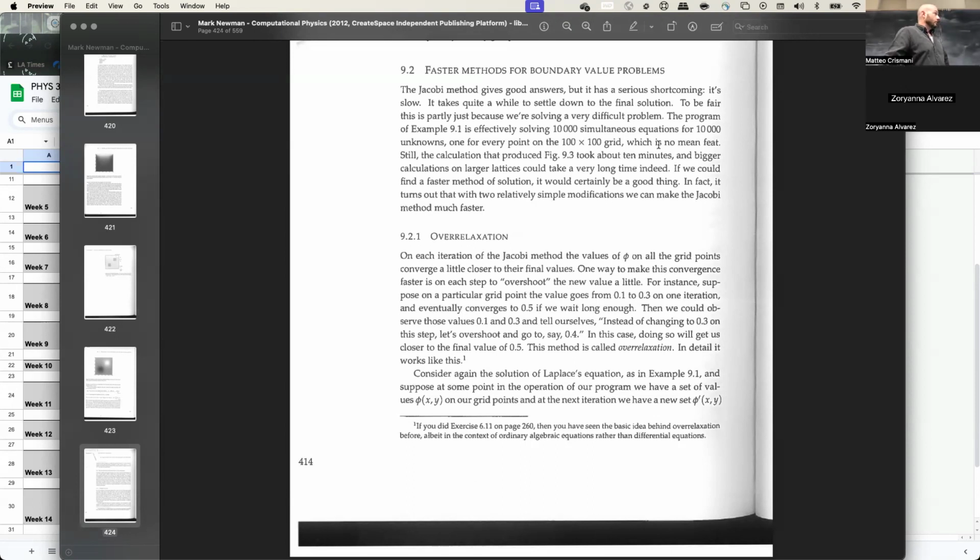Okay. So let's find faster solutions that still give you the same accuracy. The first one is called overrelaxation. So it says on each iteration of the Jacobi method, the one that we used before, the values of phi were updated one by one by one. Overrelaxation says, I'm going to be a little aggressive here. I know that the slope is like this. I'm just going to crank it up a little bit and try to jump faster towards that solution. Does that make sense?